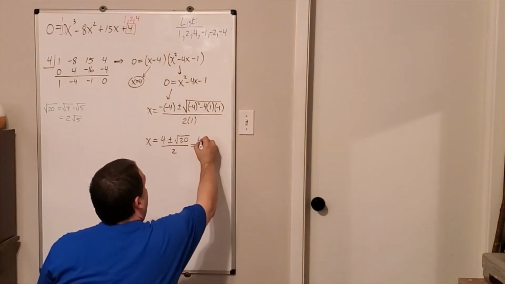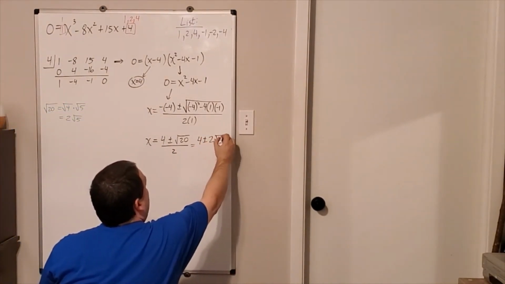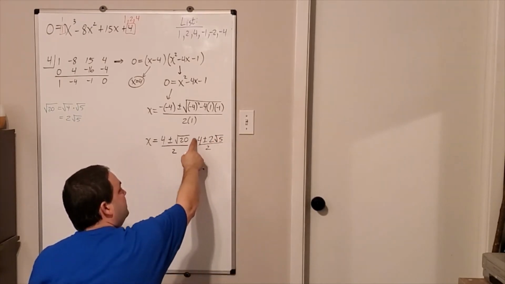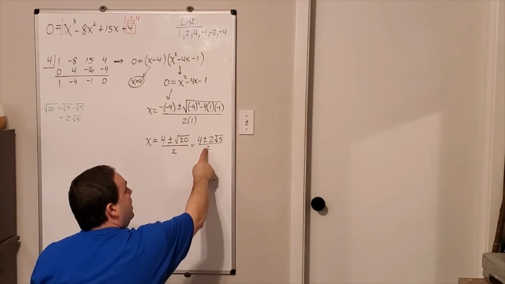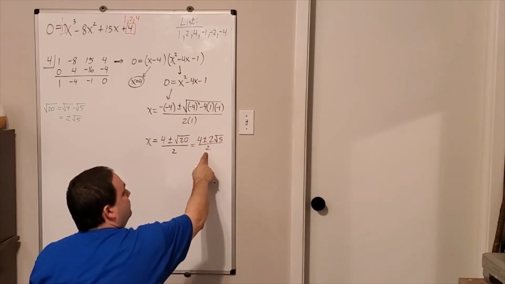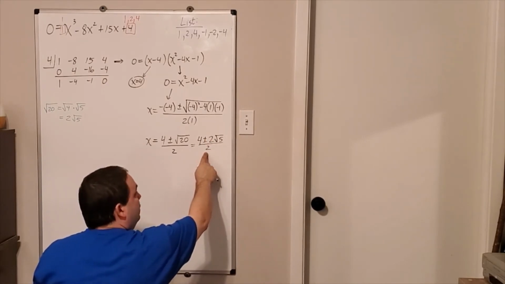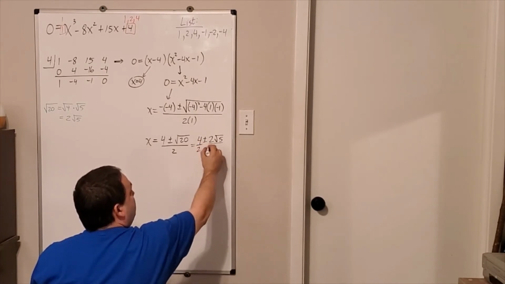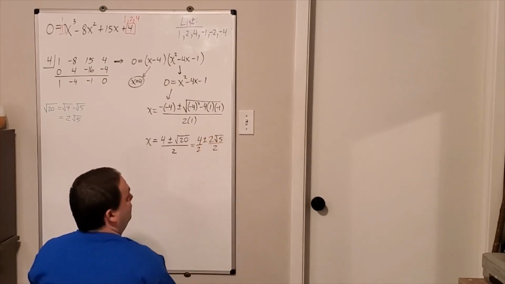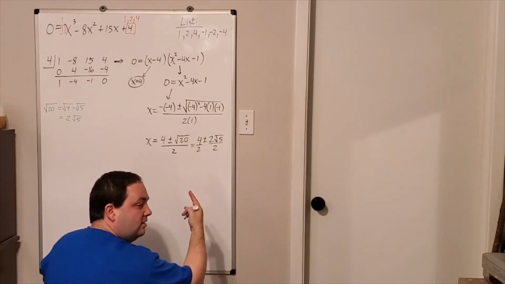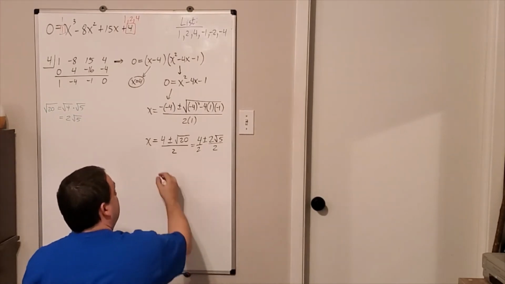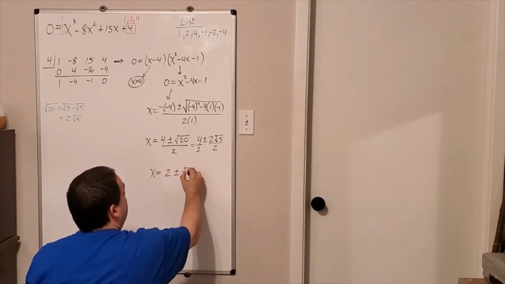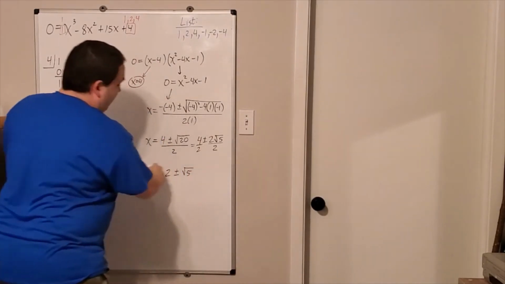This is going to be 4 plus or minus 2 square root of 5 over 2. Now I notice that I can do 4 divided by 2 and 2 divided by 2. If that's the case, you should. So instead of writing it this way, I'm going to say 4 over 2 and 2 square root of 5 over 2, because that's easier to notice that I can simplify that. So I have x is equal to 2 plus or minus the square root of 5. Okay? And that's 2 separate answers.